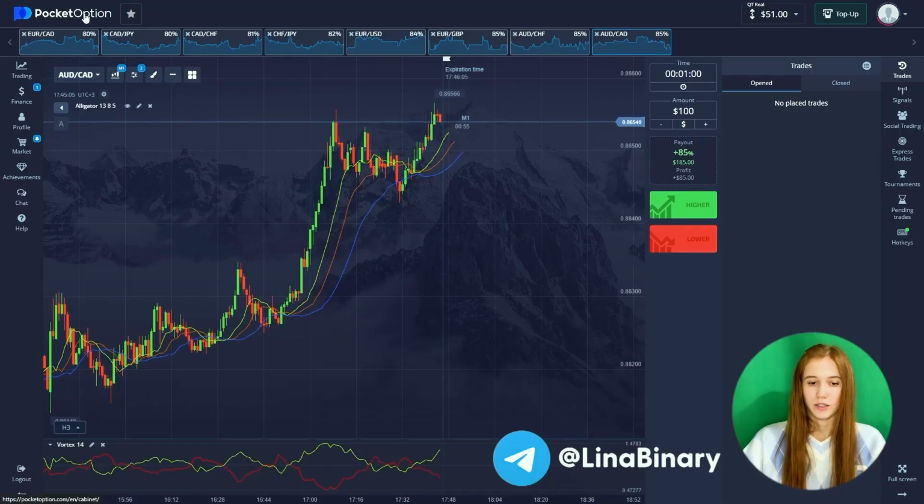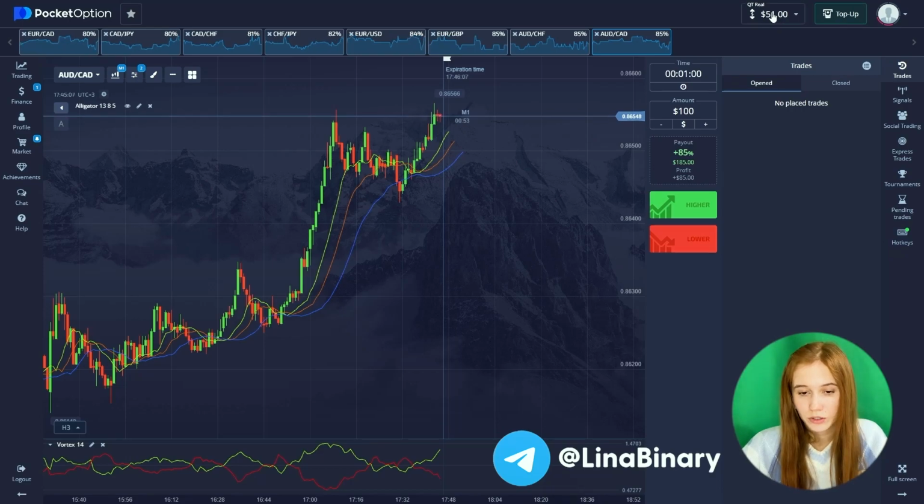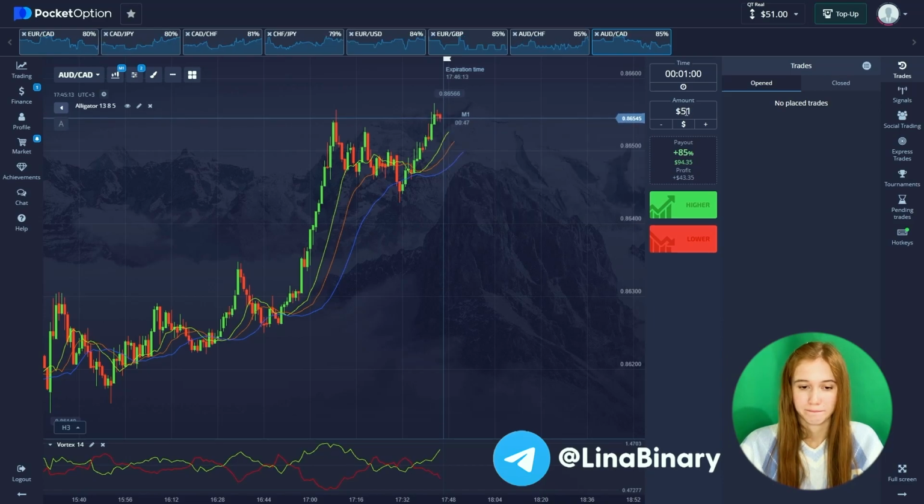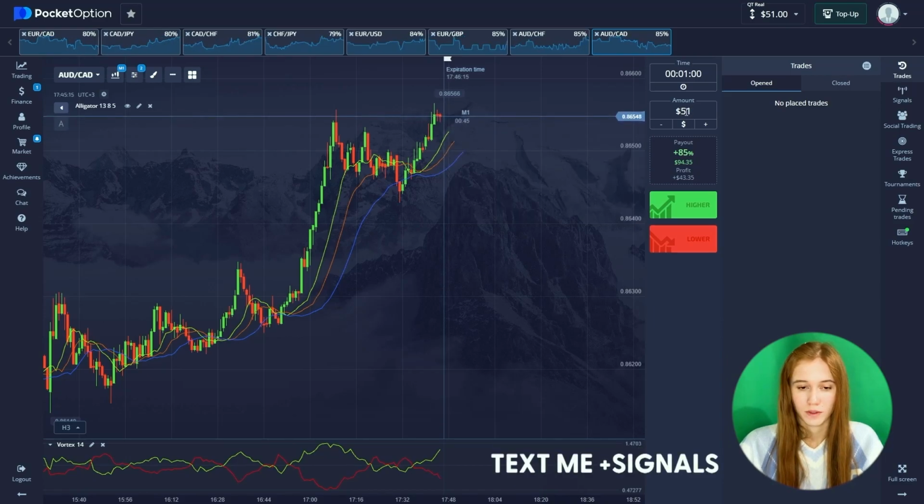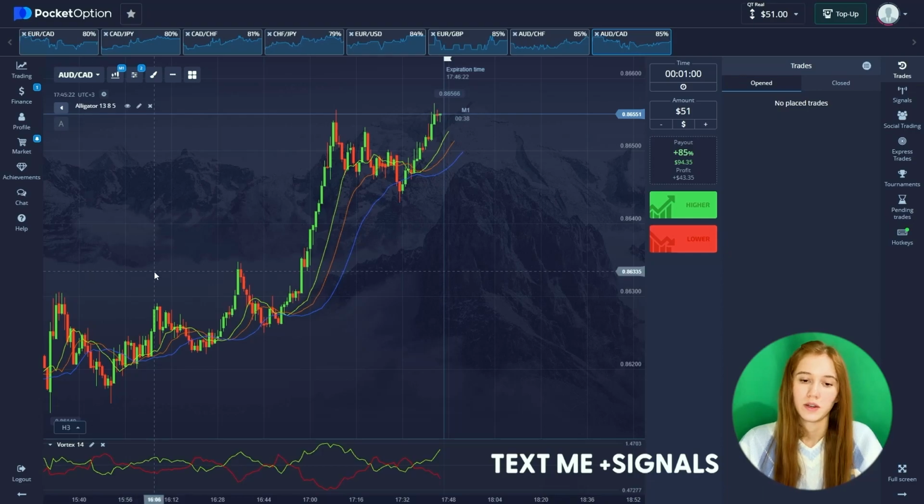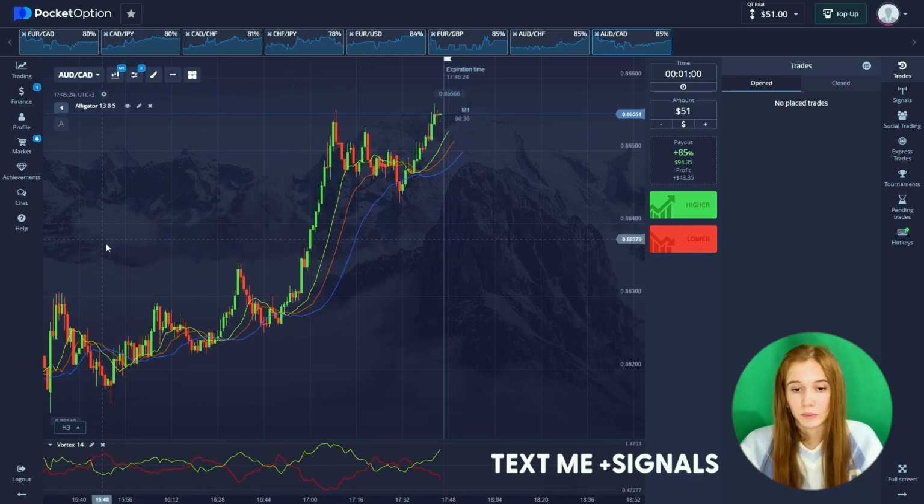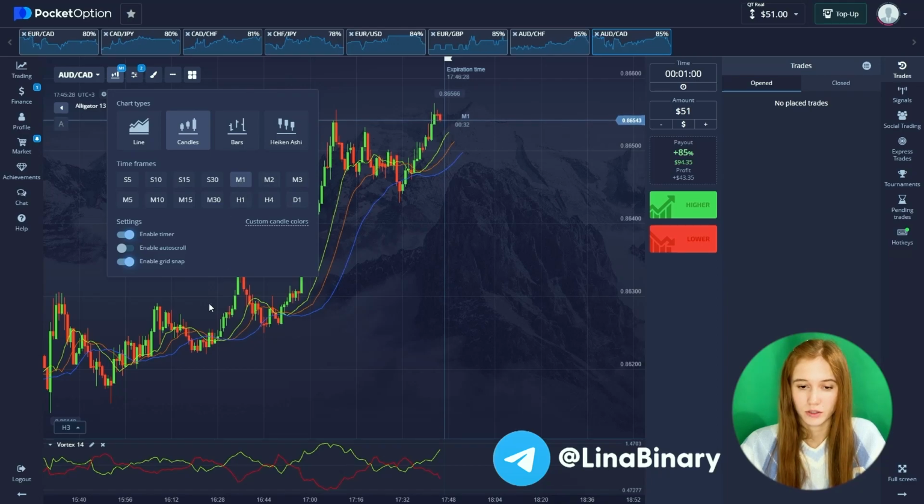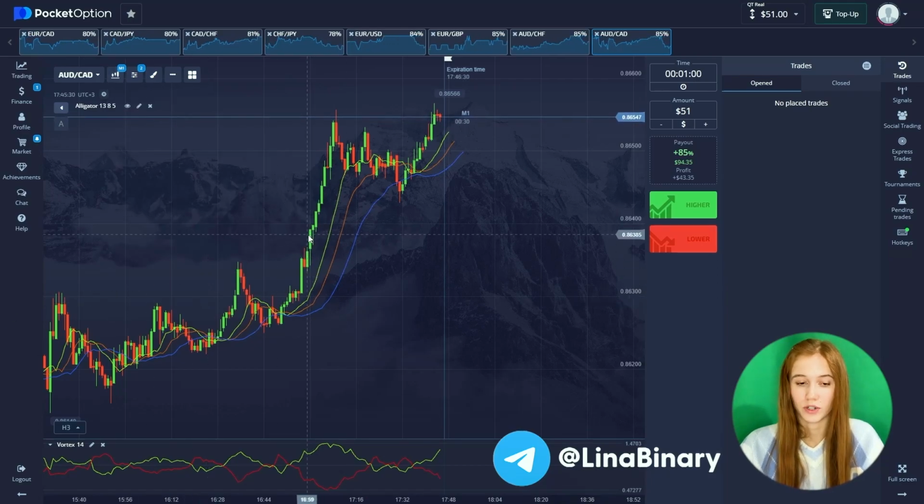So today we'll trade on the broker Pocket Option with the amount of $51. And we choose this amount. The time of our deals today will be 1 minute. One deal equals 1 minute. Therefore we move on to our chart, minute time frame for our trading session.